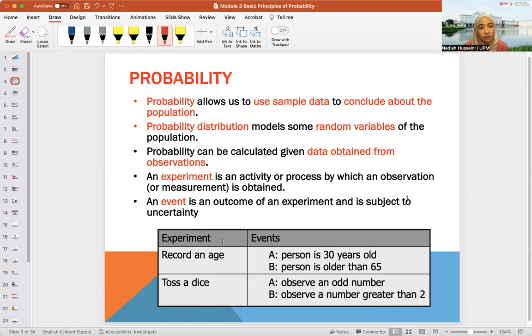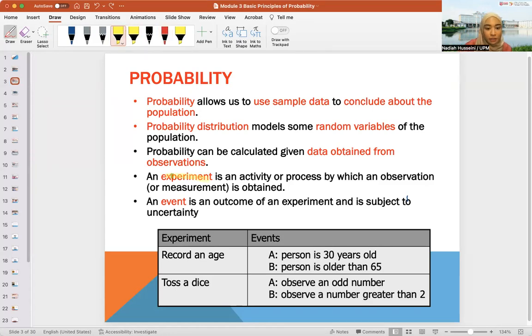And from this experiment, we get events. For example, we get the event that a person is 30 years old, and then a second event, a person is older than 65. Another experiment example is tossing a dice. You have two events because you tossed it twice. The first event is you observe an odd number, and the second event is you observe a number greater than 2. So the act of getting the data is called an experiment, and what comes out of the experiment is called events. These are two terms that you need to remember.